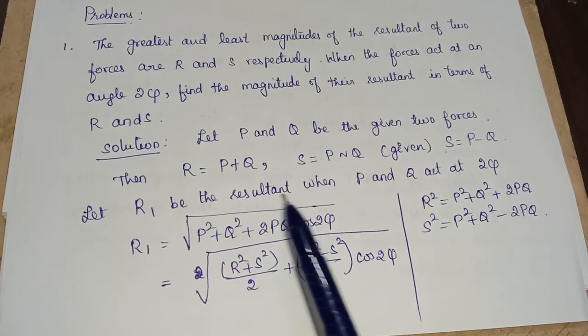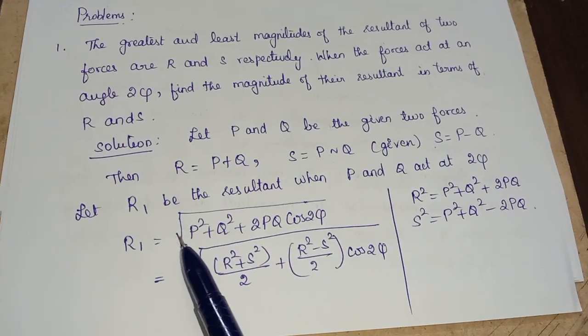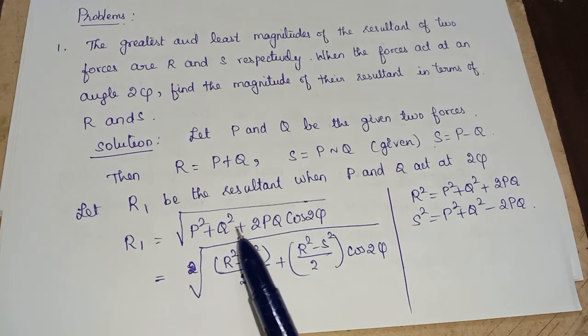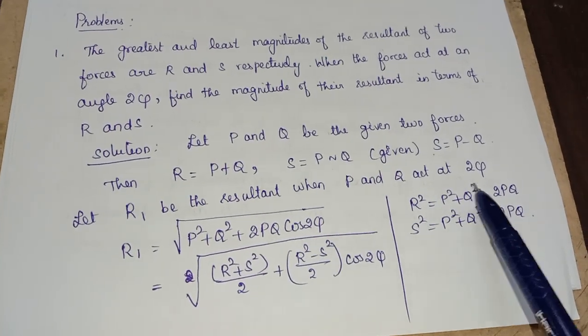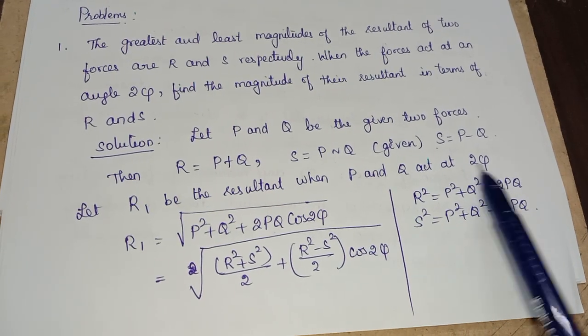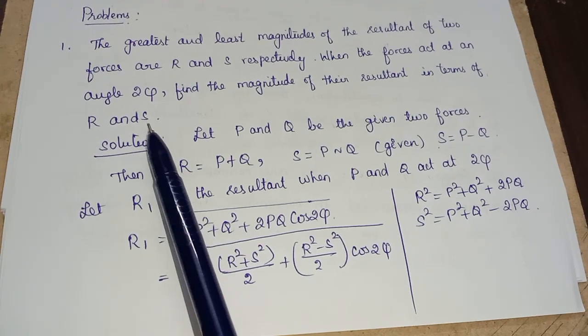So let R1 be the new resultant when P and Q act at an angle 2 phi. Then R1 equals, what is the formula? Square root of P square plus Q square plus 2PQ cos of the angle between the forces. So here the angle between the forces is 2 phi. Now we want to write the result in terms of R and S, as they have given.